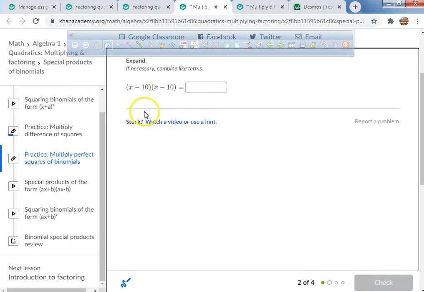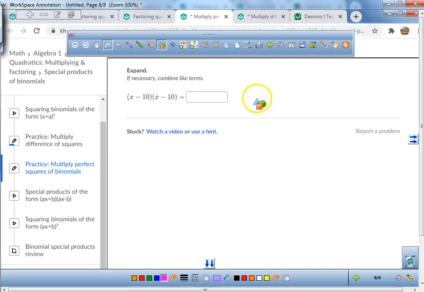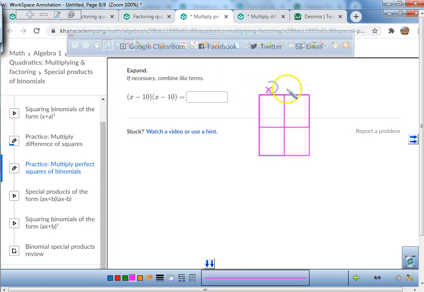All right, so this one, I'll just do one more and I'll call it a day. It's very, very easy. The first one was a little bit harder because you actually had to figure out what to put in the box. This is pretty much self-explanatory. You got to put a what? An x and a minus 10 and an x and a minus 10.